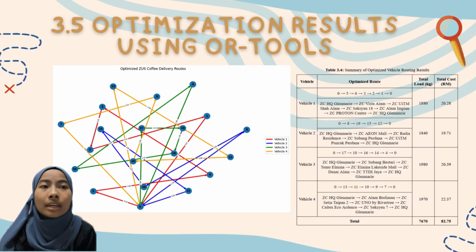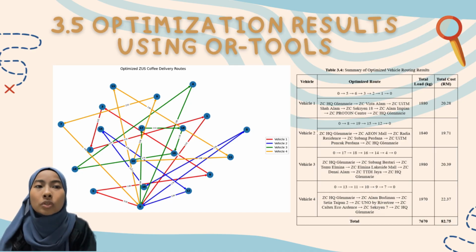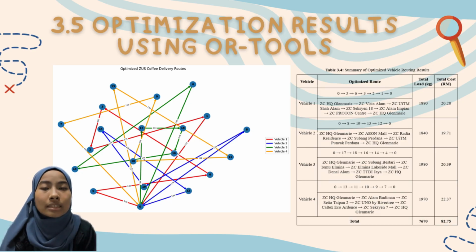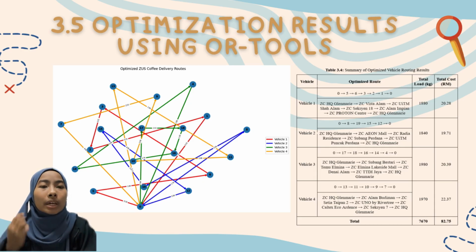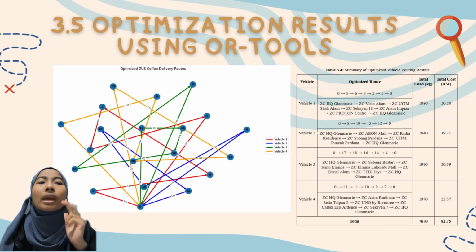The 19 outlets are distributed among the 4 vehicles so that the total demand assigned to each vehicle does not exceed its maximum carrying capacity. Instead of manually evaluating numerous possible delivery route sequences, Google OR tools will automatically identify the most efficient routes while satisfying the vehicle capacity constraint defined in this model. Moving to the table on the right side, it summarizes the optimized routing result for each vehicle. It presents the delivery sequence, total inventory load, and transportation cost for every vehicle.